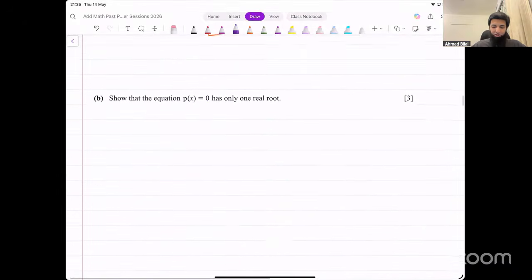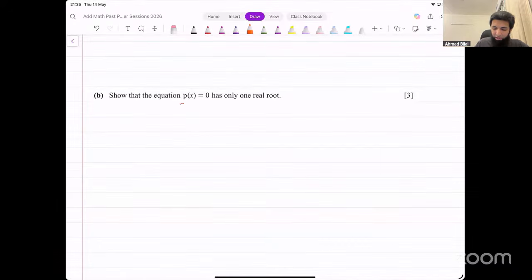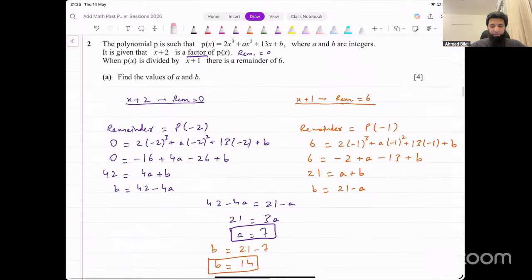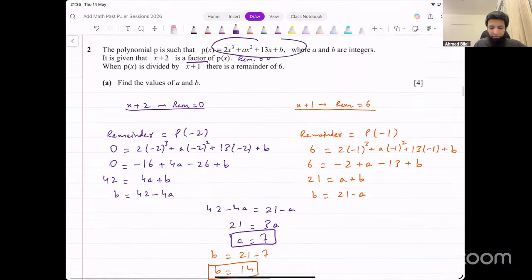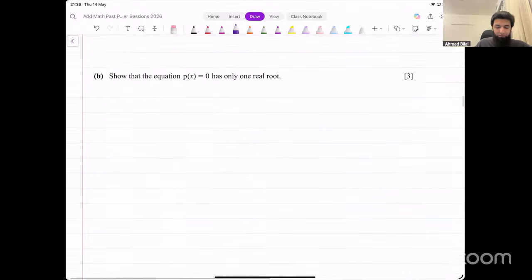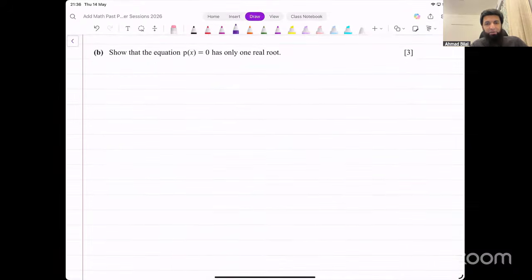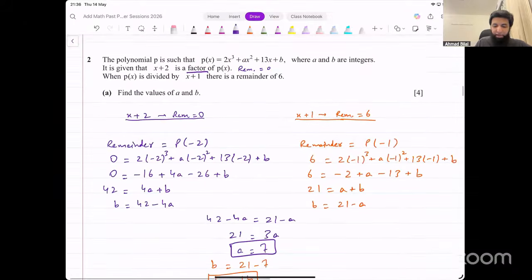Now they're saying, show that this equation has only one real root. What's that equation? P of x is equal to 0. That's a cubic function, right? P of x equals 0. How do we solve cubic equations? We need one factor for them, right? Do we already have a factor given? Yes, we have one factor given. X plus 2 is a factor. How do you find the other factor?